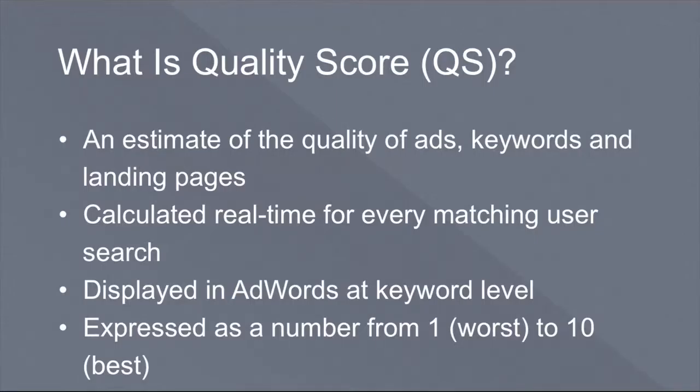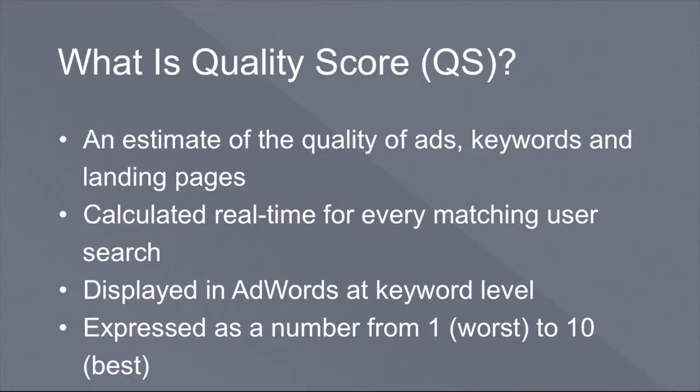Quality score is a number from 1 to 10 that's shown alongside every keyword in your account in the user interface, and it's an estimate of the quality of the combination of ad, keyword, landing page. It's Google's calculation of how it thinks that keyword to that ad, that landing page is going to perform relative to your competitors. And whenever a user does a search on Google that one of your keywords is triggered for or could trigger for, quality score is recalculated in real time. So it's done in a fraction of a second, there and then, as that user does that search.